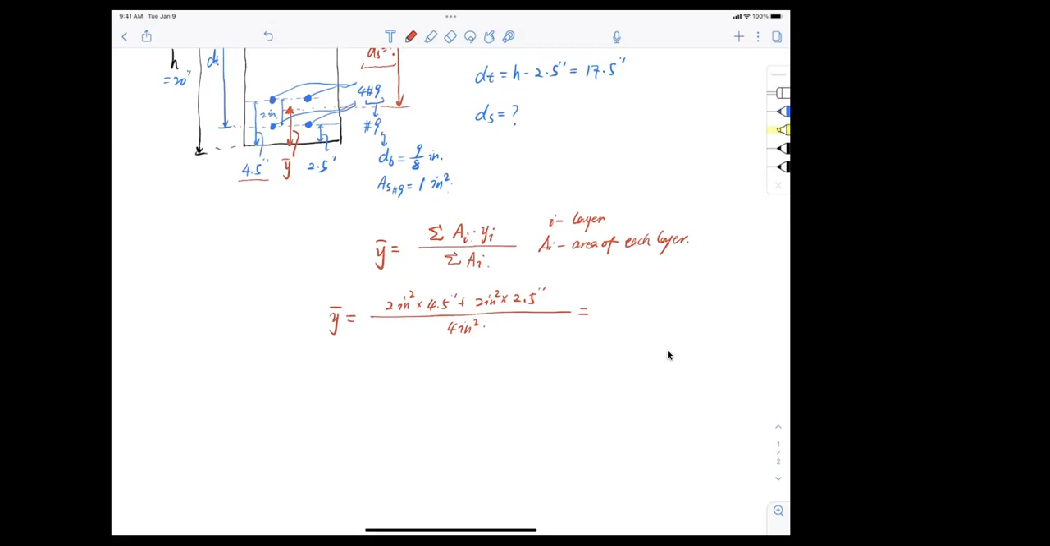Paul. Mr. Knapp, is that right? Knapp, with a silent K. Great, I learned something. So what do you get for y bar? I got 3.5 inches. 3.5 inch.